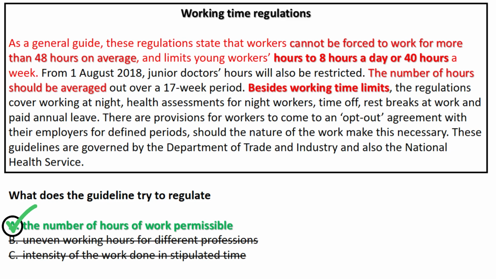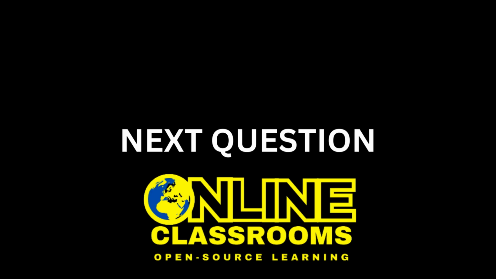In summary, option A is correct because it aligns with the paragraph's statement about the working time regulations aiming to regulate the number of hours of work permissible. Options B and C are incorrect because they are not mentioned in the paragraph and do not reflect the purpose of the guideline. Let's look at the next question.